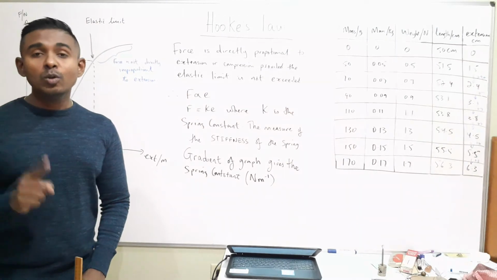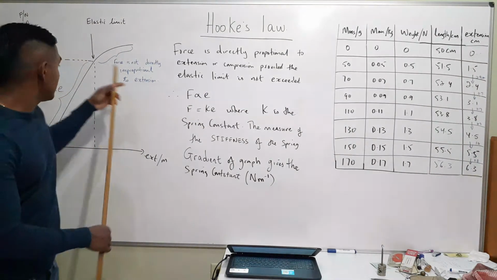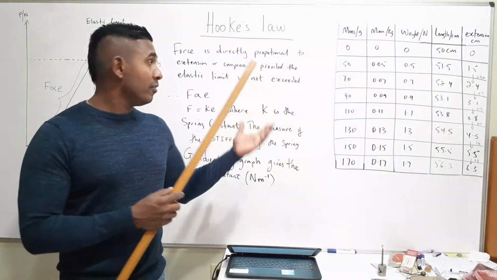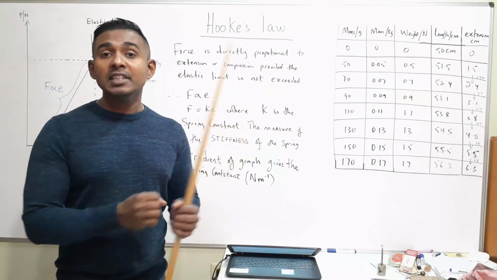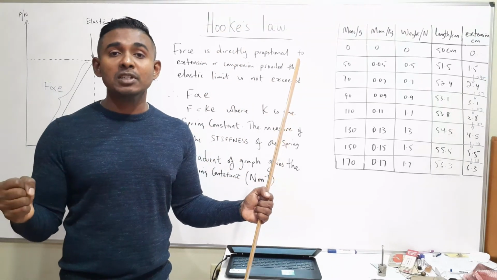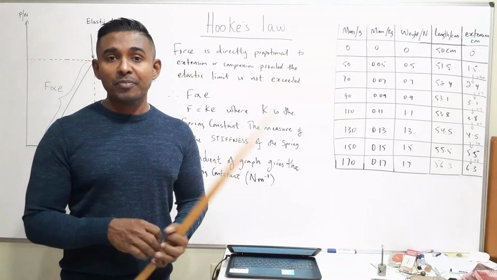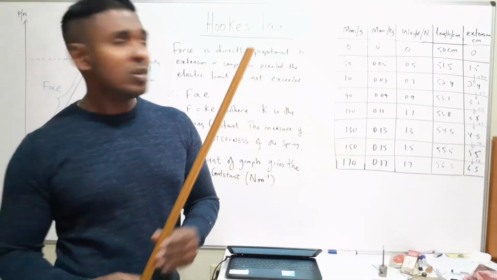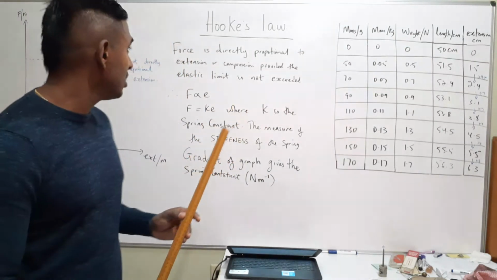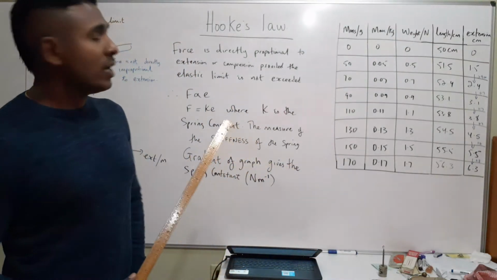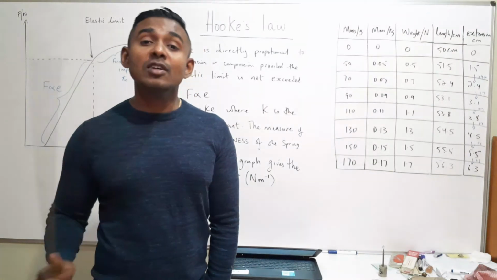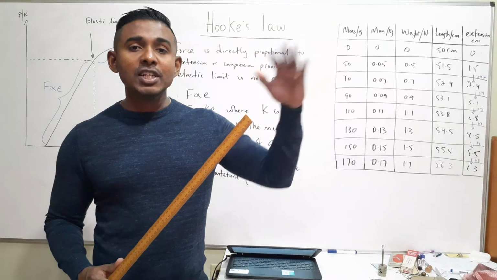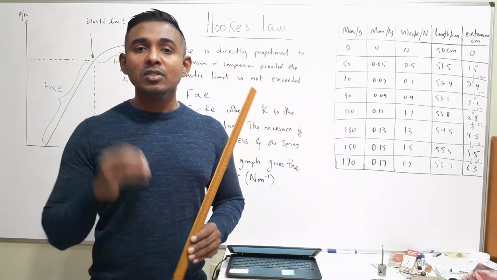If we continue to load the spring beyond the elastic limit for extended periods of time and for large amounts of force, the spring may be permanently deformed. It will stretch out and not be able to come back to its original shape. The spring will have then been damaged and no longer will obey Hooke's law. So Hooke's law says that force is directly proportional to extension, provided the elastic limit is not exceeded. Anytime you go beyond the elastic limit, equal changes in force will not give you equal changes in extension.